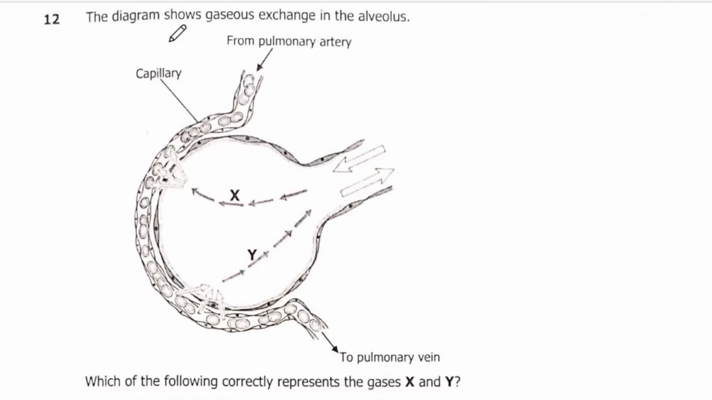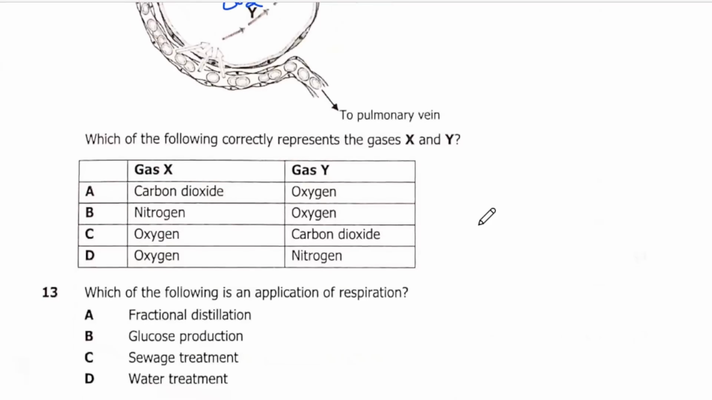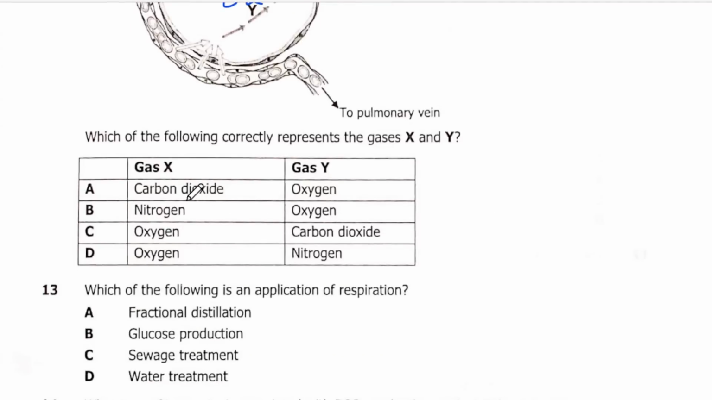Question 12. The diagram shows gaseous exchange in the alveolus. So we have the alveolus here, and we have the parts labeled X and Y. Then the question is, which of the following correctly represents gas X and Y? So the gas which is absorbed is actually oxygen, while the gas which is released from the blood vessels, the pulmonary vein, is actually carbon dioxide. So let's now identify these gases. So here for X we said this is oxygen and Y is carbon dioxide. So the correct answer here was C.